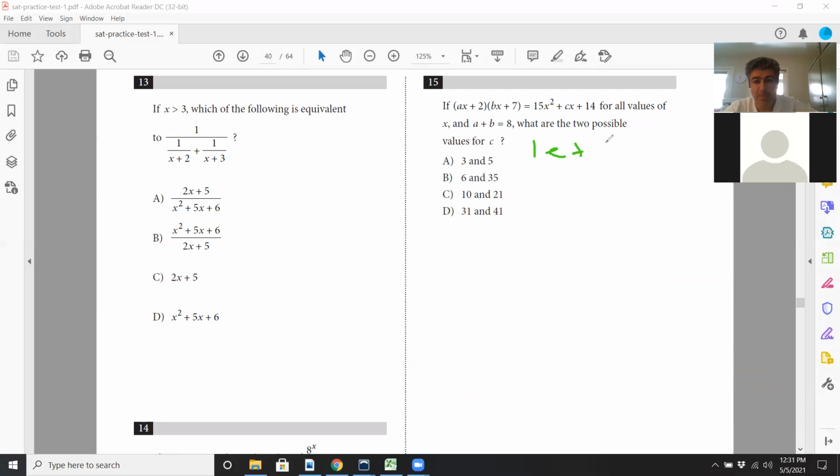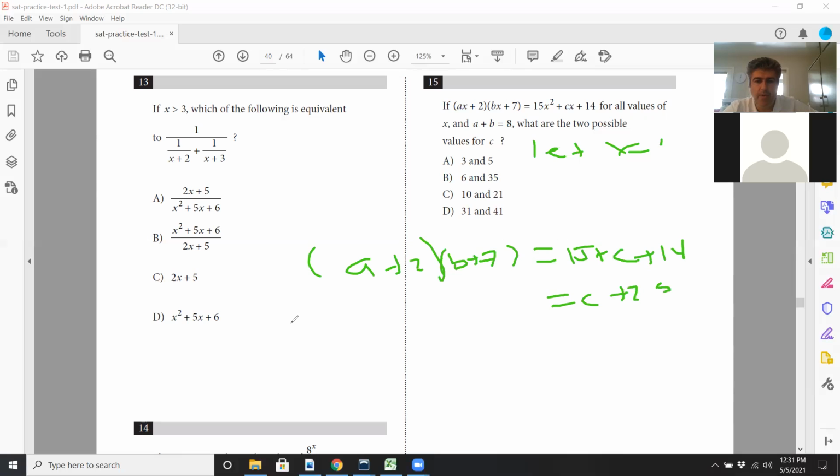Because you could let x equal any number you want, like say 1, for example. You get a plus 2 and b plus 7. And here I get 15 plus c plus 14. Excuse me. So you get c plus 29 on this side. If I FOIL this, I get ab plus 7a plus 2b plus 14. And actually, I can continue simplifying a bit more. You get c plus 15, ab plus 7a plus 2b.